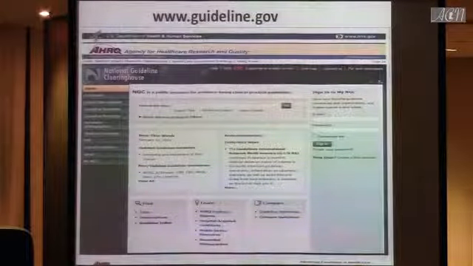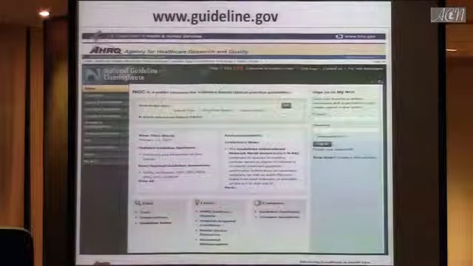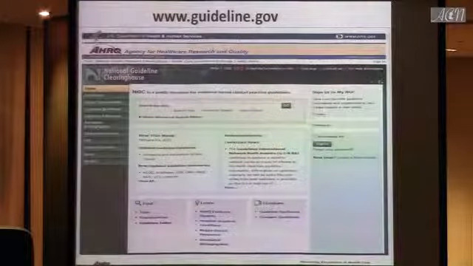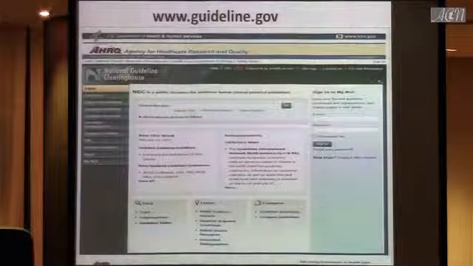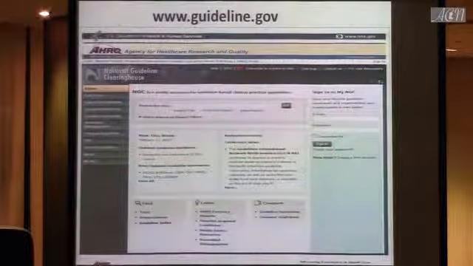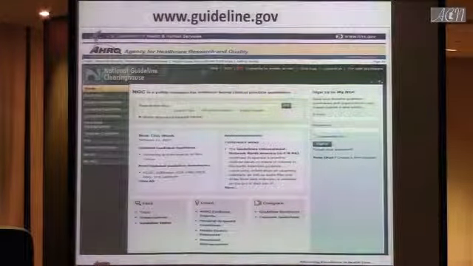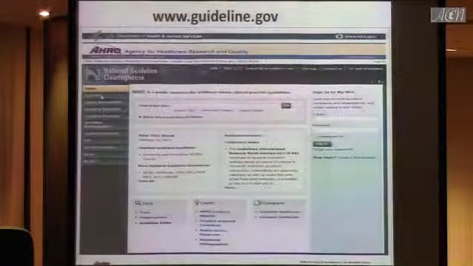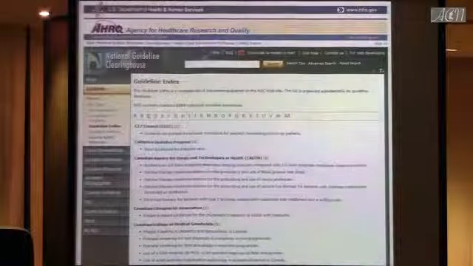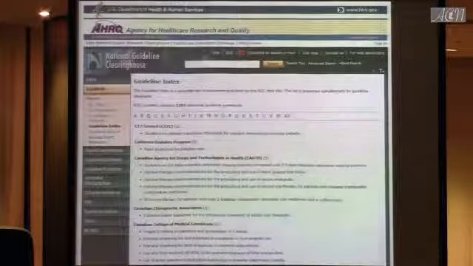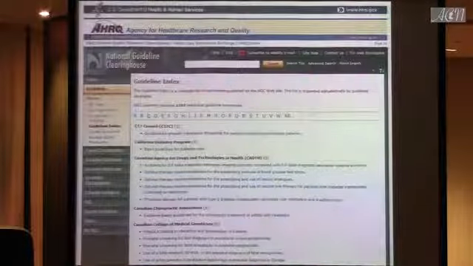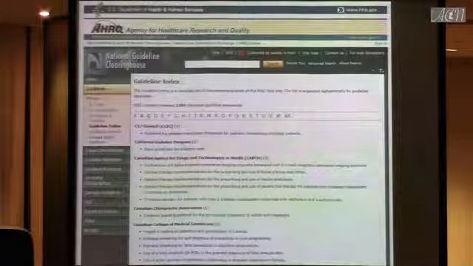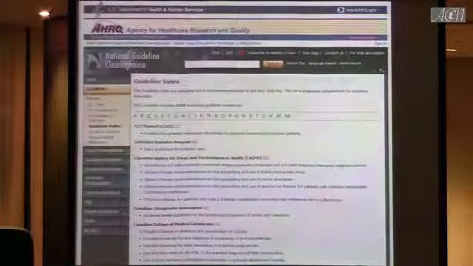Now this website really is amazing. Did anyone ever hear about this website? Guideline.gov. This is the best website you can ever use. If you go to guidelines here and push on guidelines, every guideline made about a disease in any country, Africa, Asia, America, or even Mozambique, is on this website.